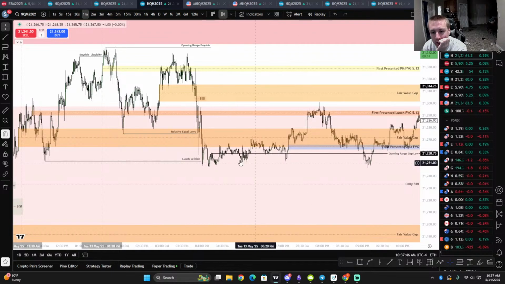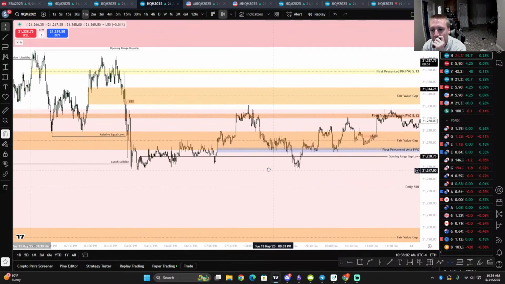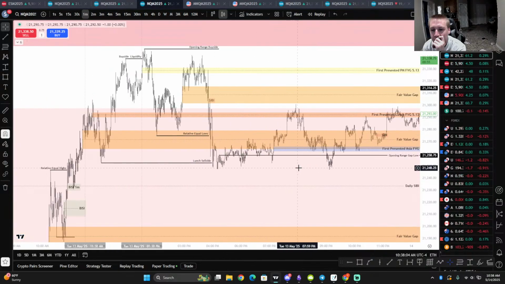We created relative equal lows in Asia. Asia first presented fair value gap after 7. Then you also have your first presented electronic trading hours fair value gap right there. Trading up higher into that daily CIBI. Look at the bodies. Respecting that. Trading lower. Sell side liquidity.